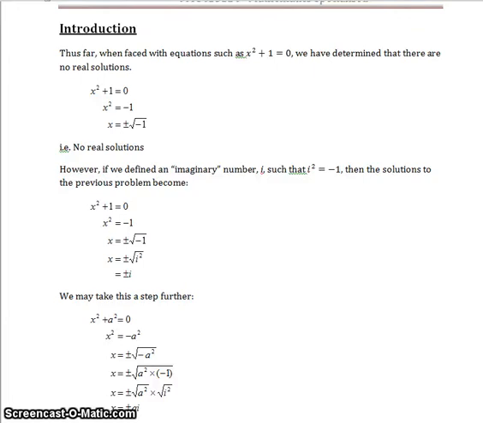Welcome back. We're now looking at our new topic of complex numbers. So let's make a start by considering what they're about and how they came to be.